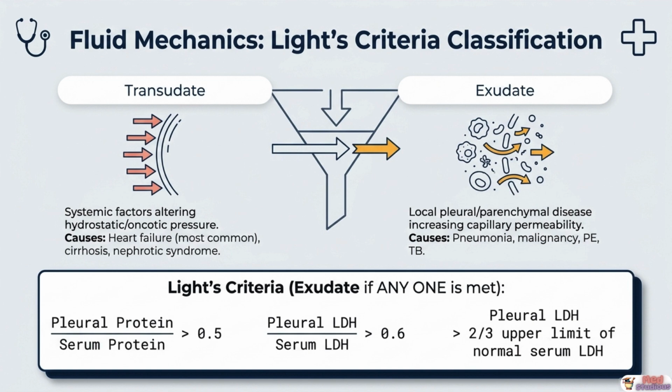Meeting just one of these 3 criteria, even if the other 2 are negative, classifies the effusion as exudative. This elegant 3-part rule, applied at the bedside within minutes of obtaining a fluid sample, immediately separates effusions requiring investigation for local disease from those simply reflecting a systemic process elsewhere in the body.